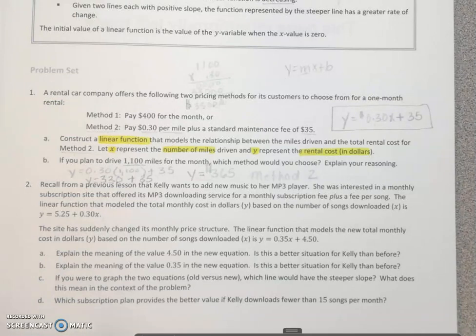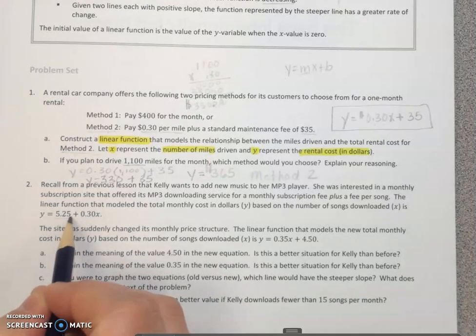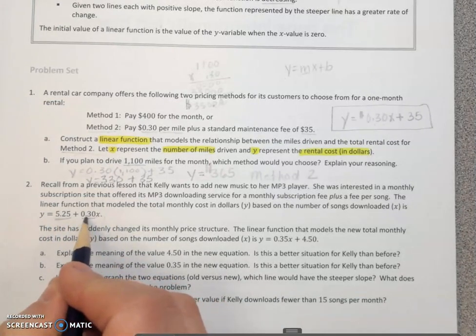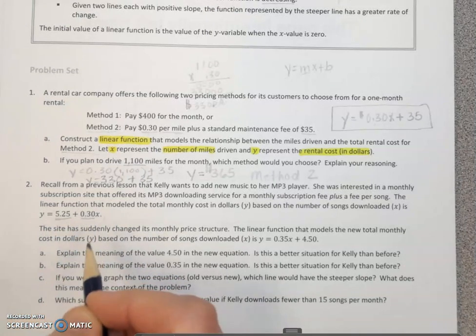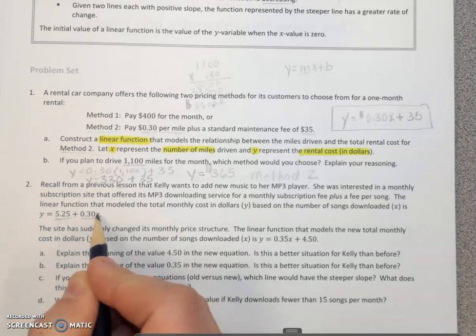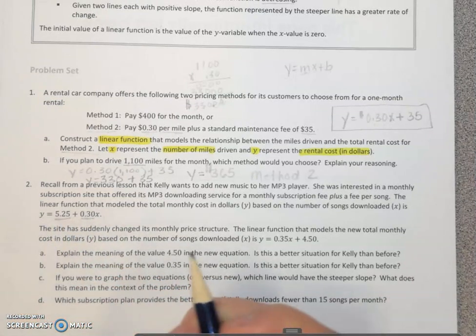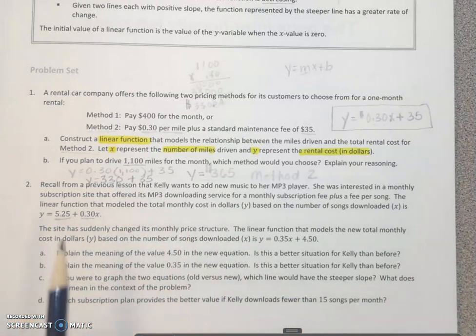So it's saying she's going to pay $5.25 per month, a subscription fee, but then every song she downloads is going to be 30 cents. So when we determine how many songs she downloads, we can then multiply that by 30 cents, add the $5.25 to get our total cost. So let's see what it's asking us to do.